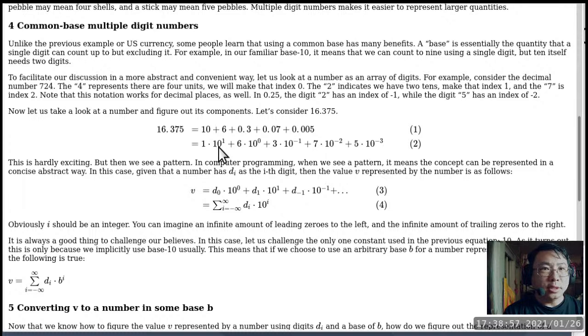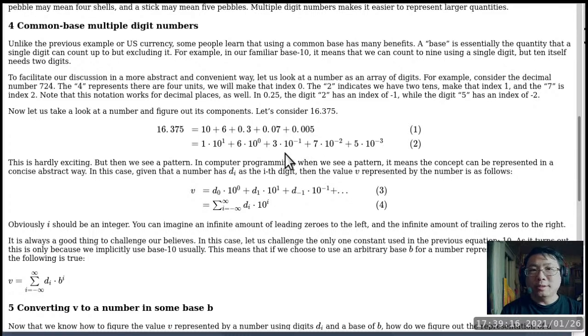1 times 10 to the power of 1, and I will get to the text channel stuff in just a little bit. And then we have 6 being 6 times 10 to the power of 0, because 10 to the power of 0 is 1. And then the 0.3 is 3 times 10 to the power of negative 1, and so on.